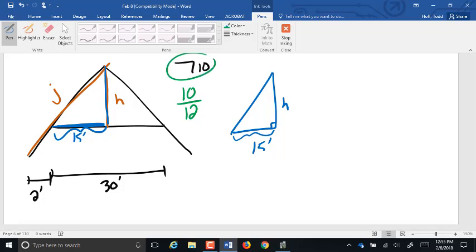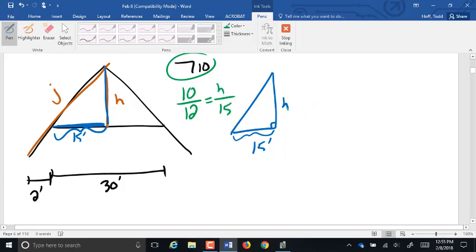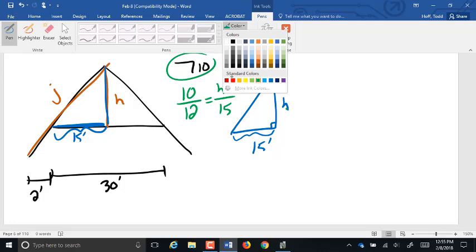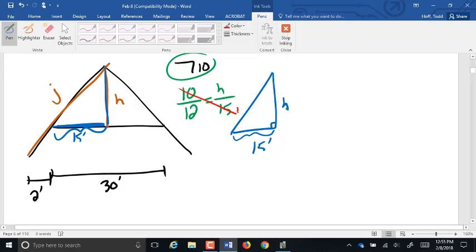10/12, that's our slope, right? H/15. H is the rise, 15 is the run. Perfect. We'll cross multiply and divide. 10 times 15 is 150, divided by 12 is 12.5. H is 12.5 feet. So in other words, H is 12 feet and 6 inches.